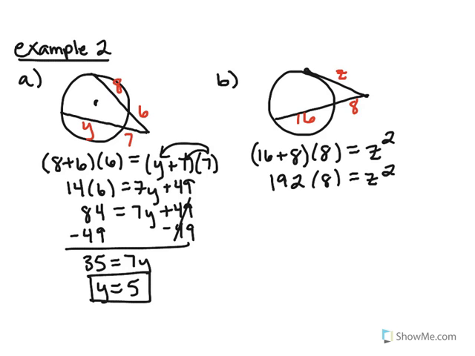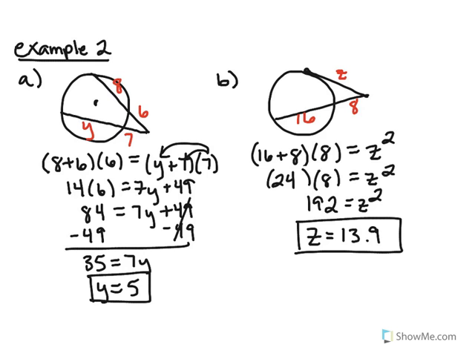And I'm sorry, I just realized that 16 plus 8 is not 192. 16 plus 8 is going to be 24. So when we do 24 times 8, that gives us 192. Okay, and then we take the square root of both sides, and that's going to give us about 13.9. So that's what we're going to be doing in this section, and that concludes this tutorial.